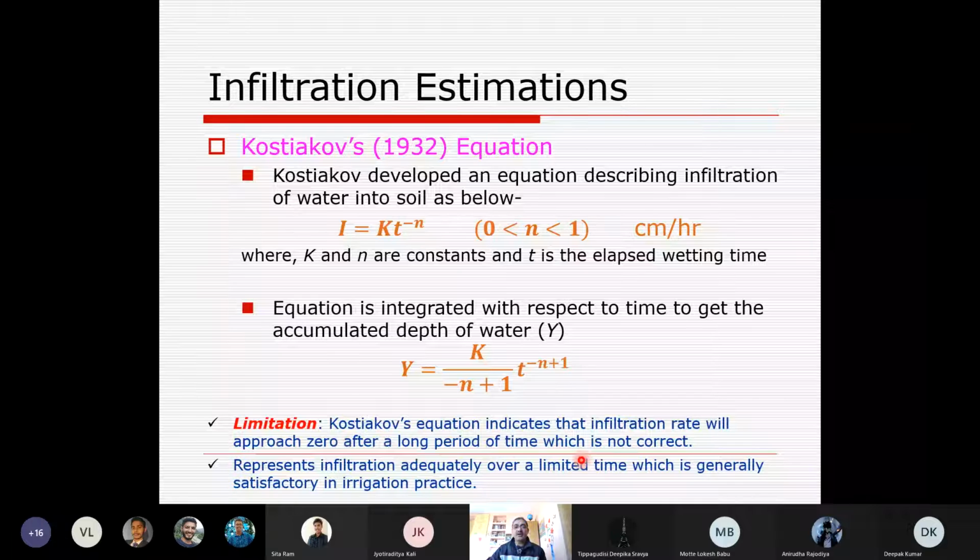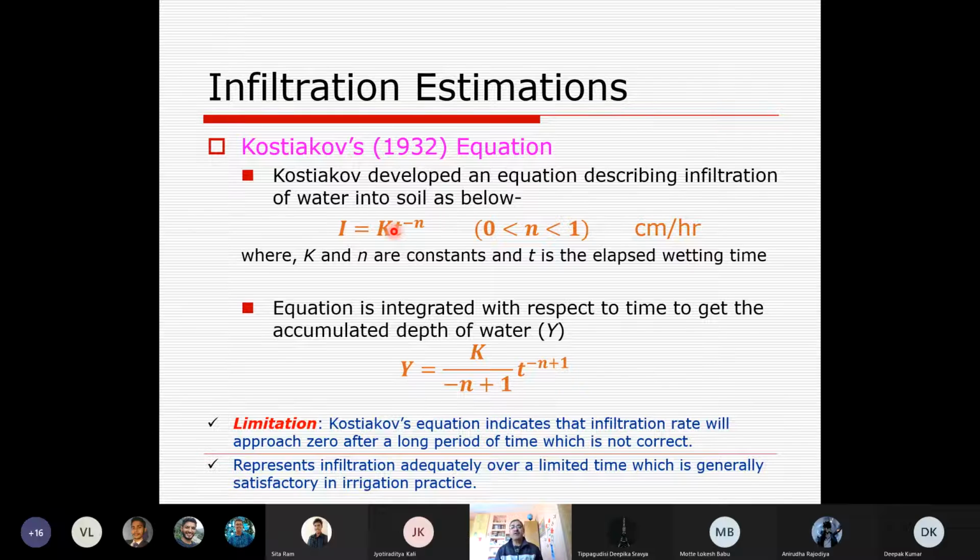That is not correct because it's a constant value entering water into the soil. It will not be zero. And in this way, it has a kind of limitation. However, it represents infiltration adequately, means it gives quite correct information about infiltration rate and accumulated infiltration in the soil over a limited period of time, just like 1 day or even 2 days, which is generally satisfactory in irrigation practices. But this is not correct.